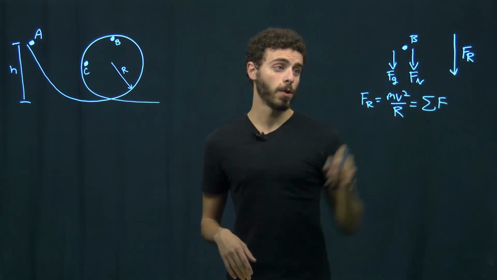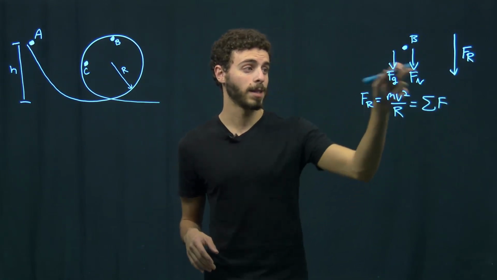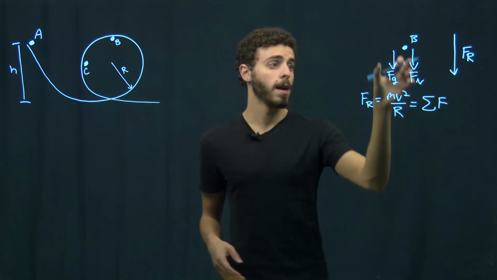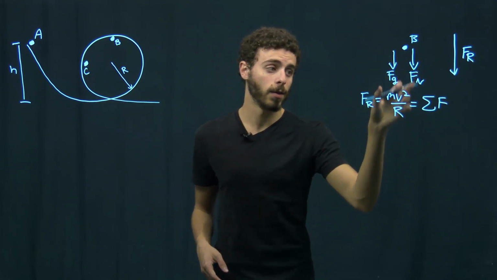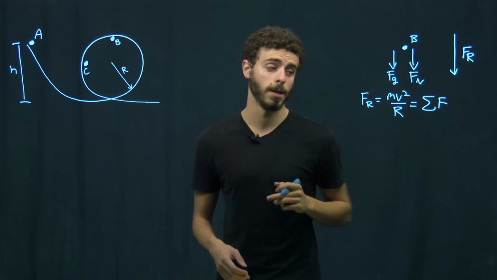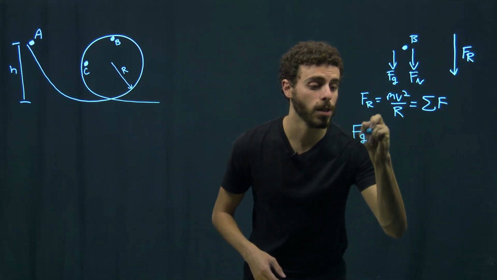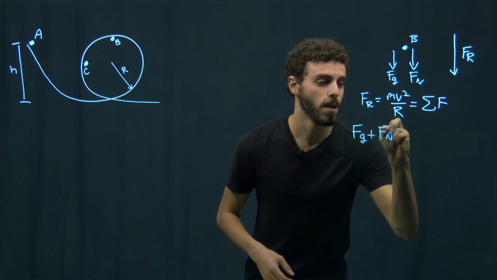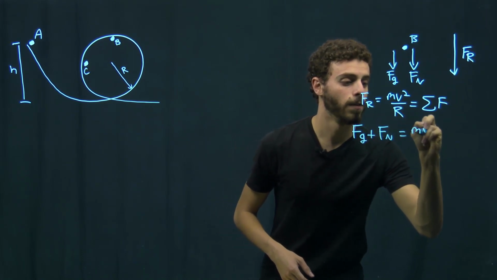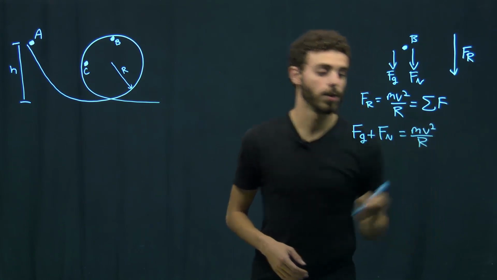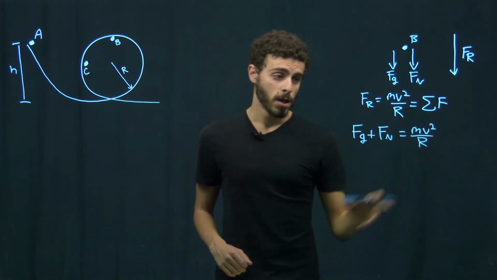So in this case, the two forces, Fg and F normal, are both acting towards the center. So basically we're saying we want these two forces added together to give us our mv squared over r condition. So we can rewrite that below as Fg plus Fn should be equal to mv squared over r in order for there to be circular motion. So this is our condition.